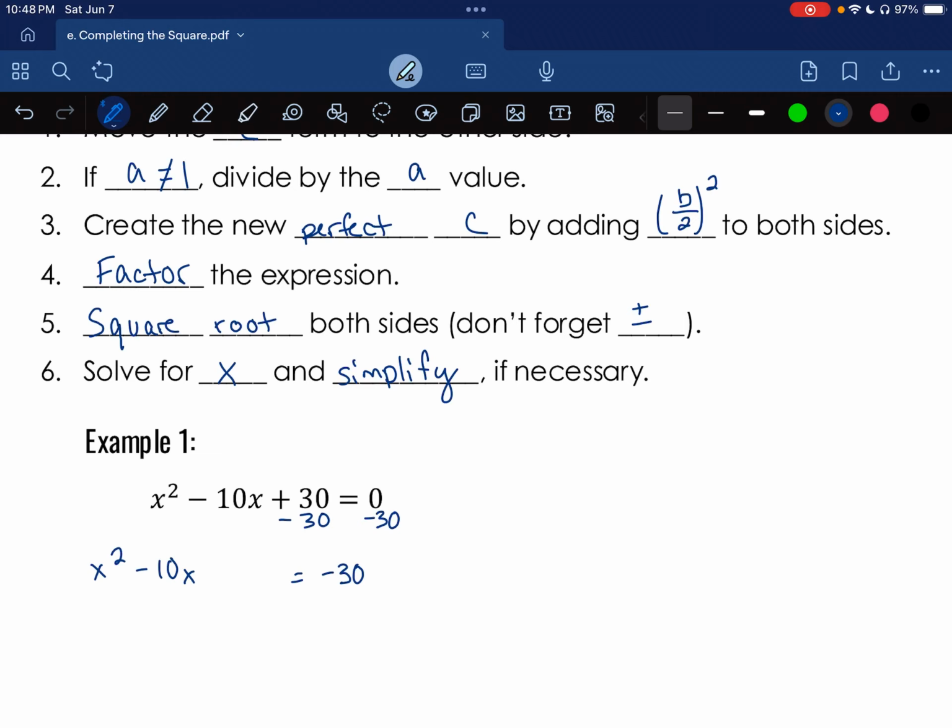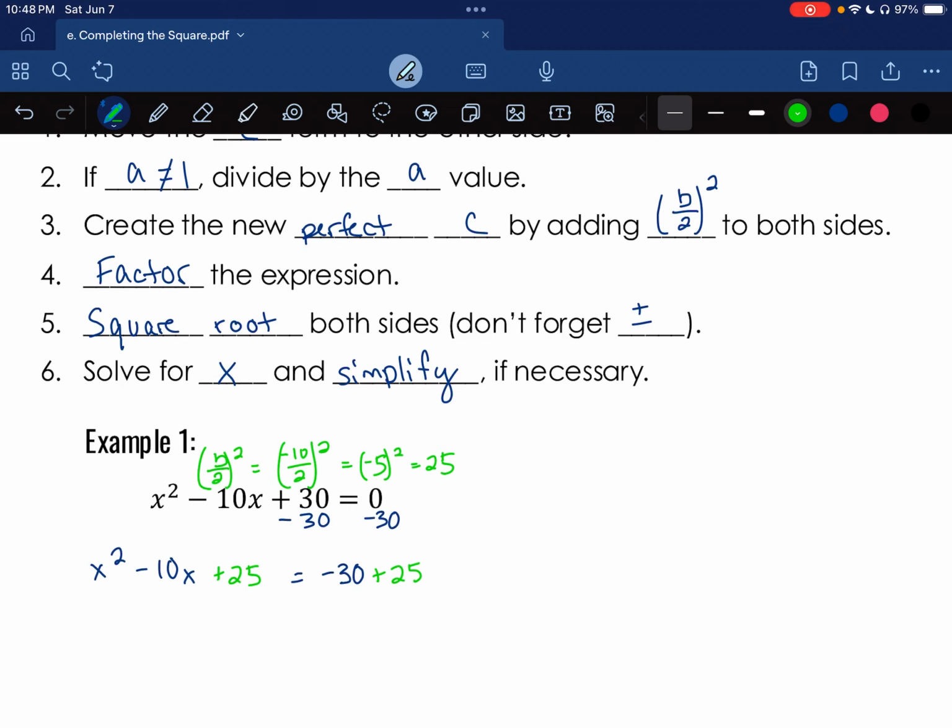Now, this is where we're going to add our new perfect c value, right, which is going to be b over 2 squared. So in this case, it's going to be negative 10 divided by 2 squared, or negative 5 squared, which is 25. So I'm going to add 25 here. I'm going to add 25 on the right-hand side as well, because if I add it to the one side, I got to add it to the other side to keep this thing balanced.